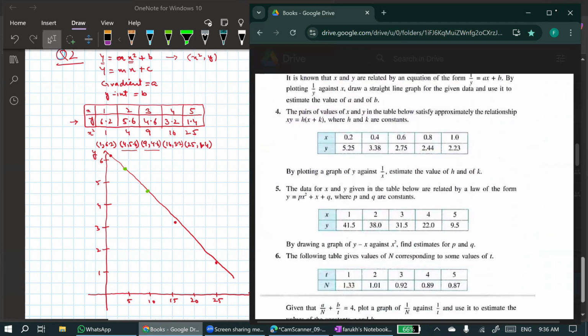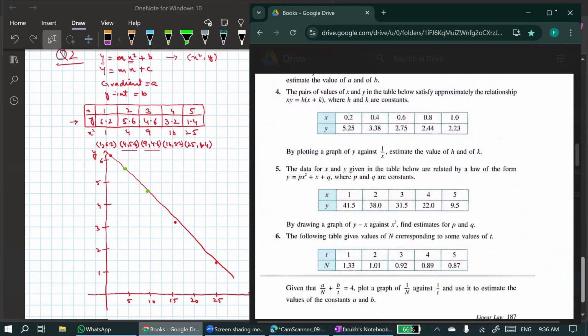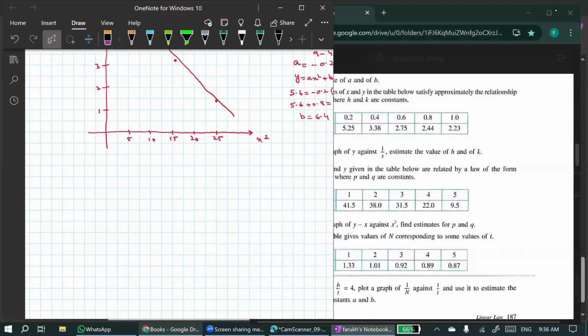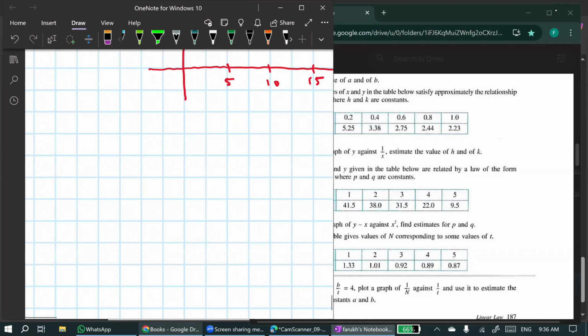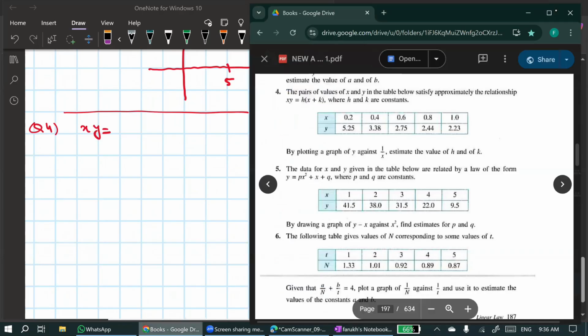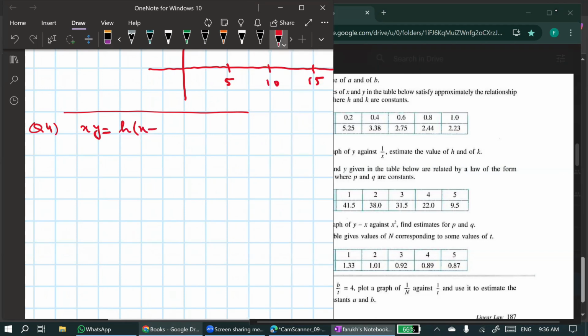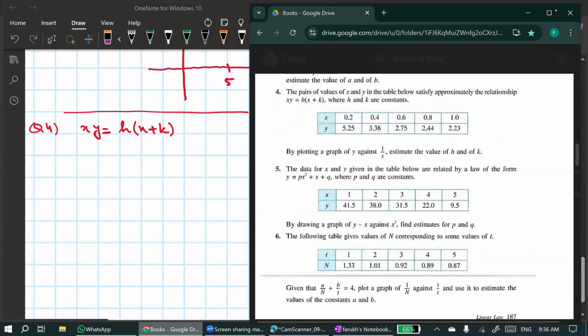Now question number 4. The pair of values of x and y in the table below satisfy approximately the relationship xy is equal to h(x plus k), where h and k are constants.